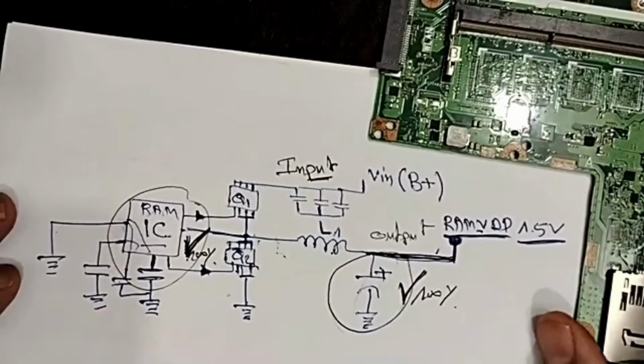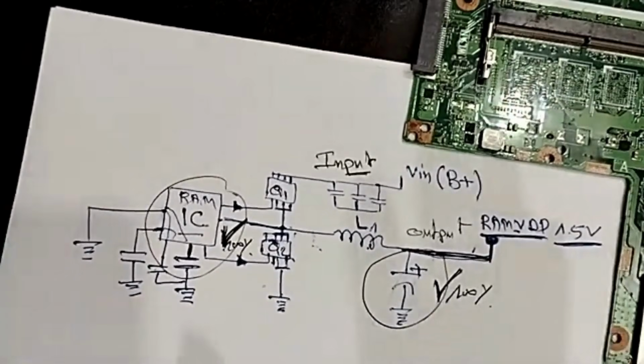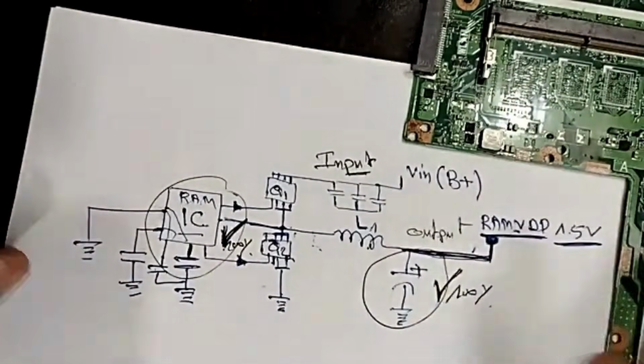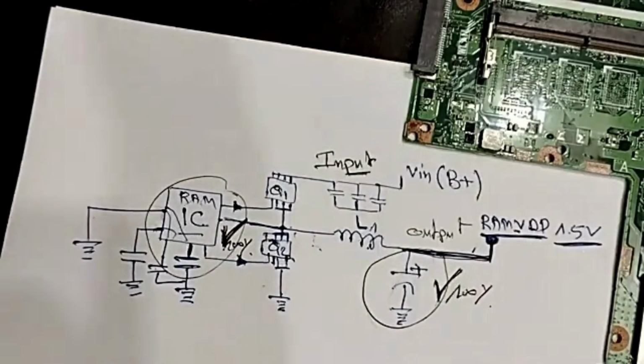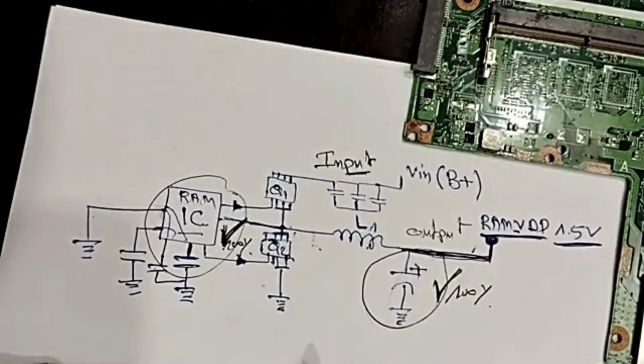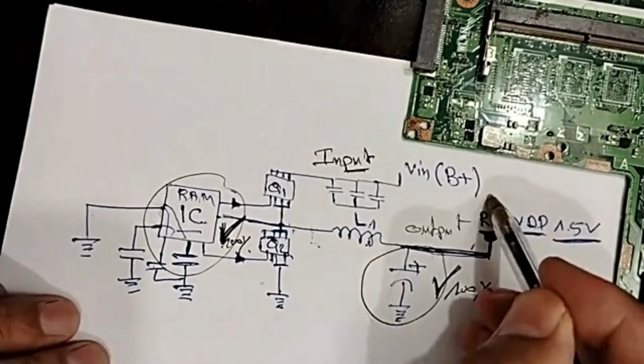You have just to understand the circuit. This circuit is very easy, it's very basic. All circuits in the motherboard are like this one. The circuit is basically divided into two stages or three. We have the input here.